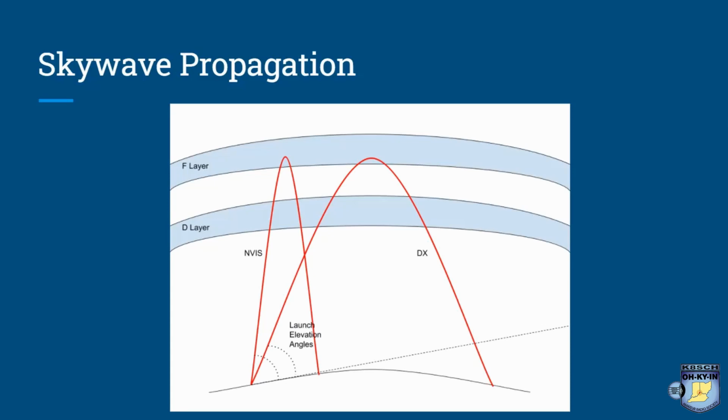You'll see the DX one, which is further out, has a lower angle. It's trying to get closer to that radio horizon, that line going off in the distance, so we can get further out and get beyond our line of sight. With NVIS, we're not doing that. As will come into play later on, you'll see that we are concerned with the layers of the ionosphere.